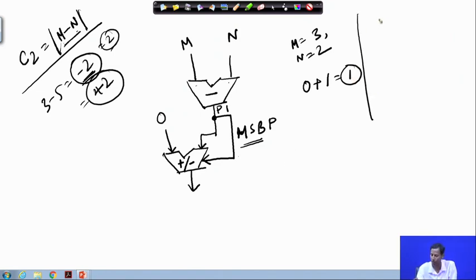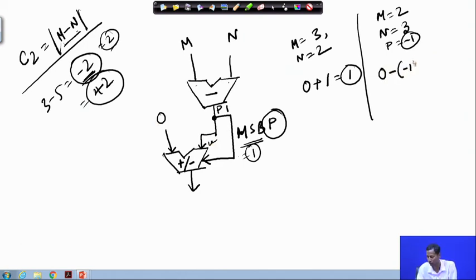If you consider m equals 2 and n equals 3, at that time what will happen? P equals minus 1. So, minus 1 means the MSB of P is equal to 1. So, 1 means it will be 0 minus whatever result I am producing. So, 0 minus of minus 1, that is equal to 1. So, that means using this particular circuit I can implement the function of mod m minus n.